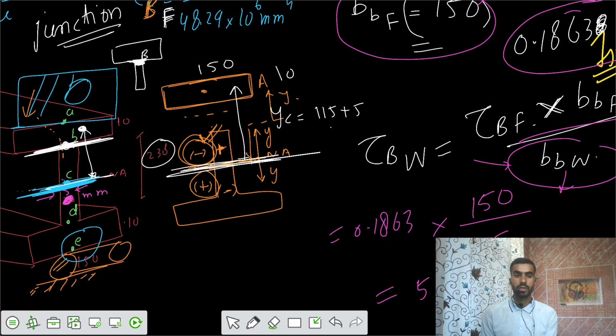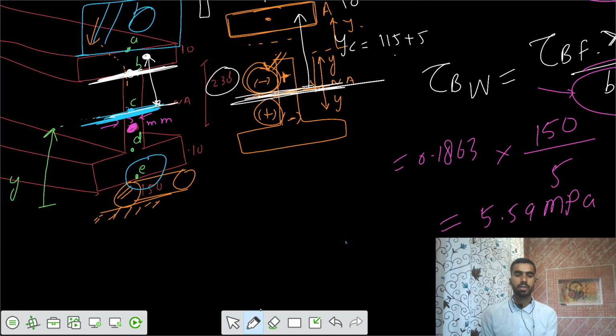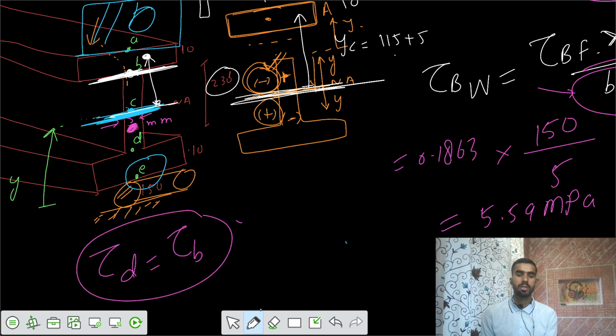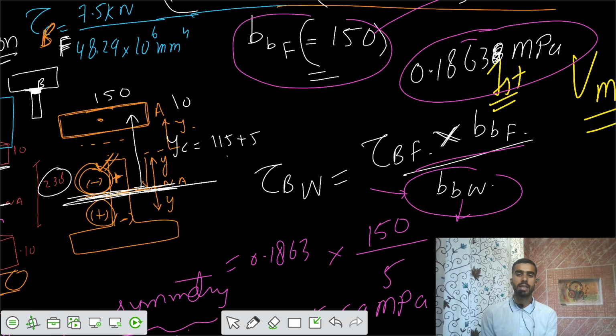So you got the shear stresses at point B. Similarly, you can say that shear stresses at point D are equal to shear stresses at point B because of the symmetry. Because of symmetry, we have the same shear stress values at point D in the junction, and that means in the web also, in the flange also, we have the same values. So let's make the variation of shear stresses now.